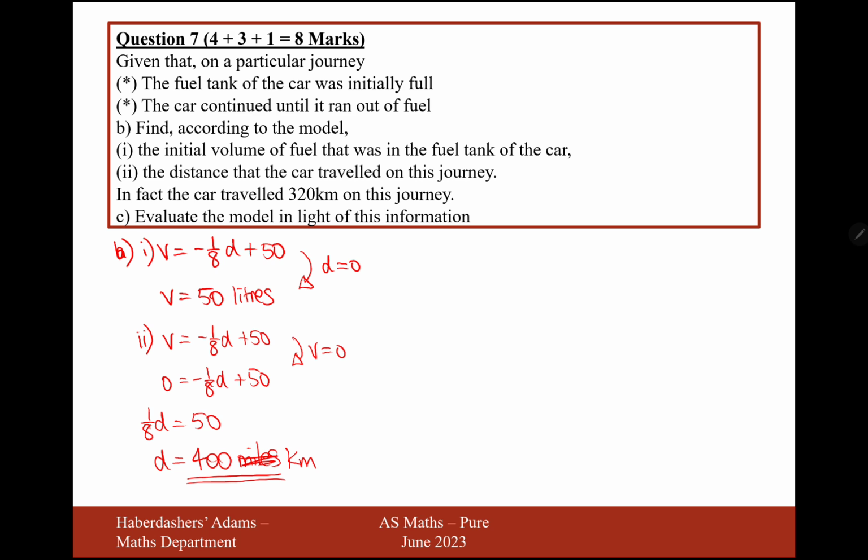Excellent. Okay, final question. In fact, the car travelled 320 kilometres on this journey. Evaluate the model in light of this information. Well, 400 compared to 320 is a pretty poor model. So I would say poor model. It is not an accurate model.